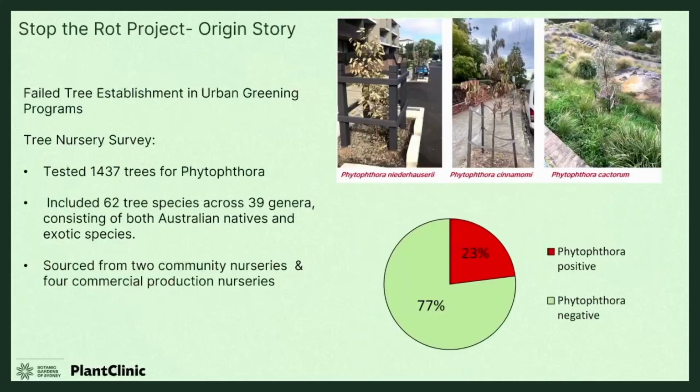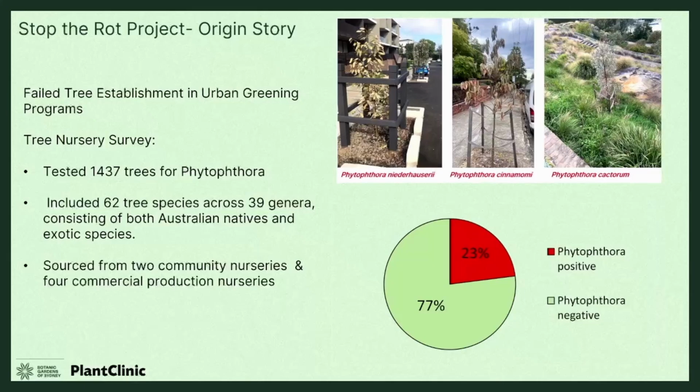Okay, so on to the actual Stop the Rot project, the origin. So if you've been in Sydney recently, you would have seen millions of trees being planted into the urban forest, and this is to combat the urban heat island effect. And we had a number of councils reporting tree establishment failure, and when we investigated, it was always associated with Phytophthora. So that really begged the question, how big a problem is it in our amenity tree nursery industry?